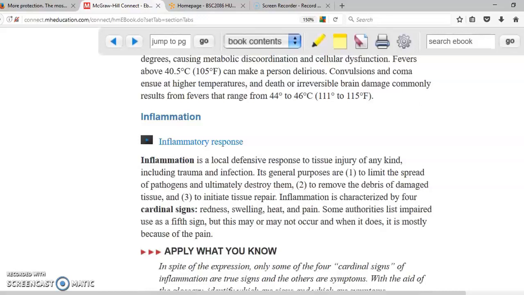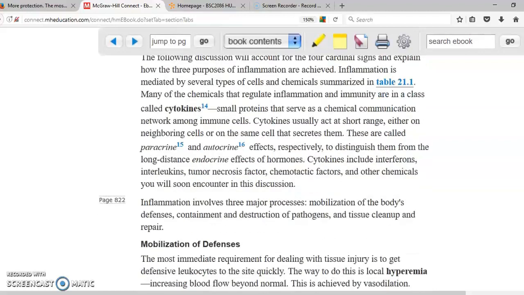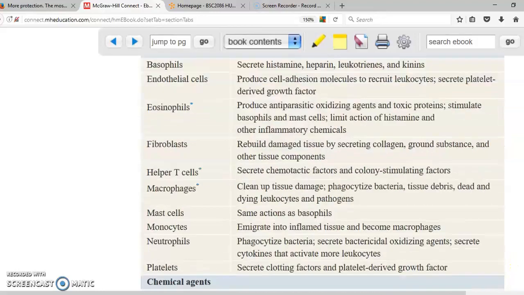Inflammation. It has four cardinal signs: redness, swelling, heat, and pain. Obviously, the job of inflammation is to stop the infection by, as you can see here, mobilization of the body's defenses, containment, and destruction of the pathogens. You have a table in here where you have all the agents of inflammation as well as some of the cells and what they are going to produce.